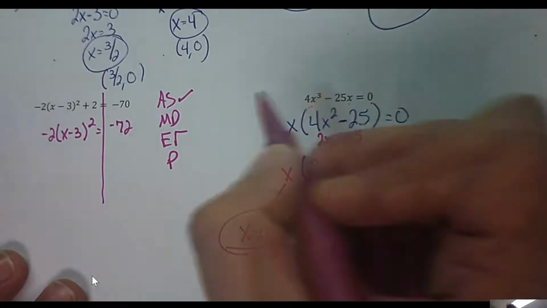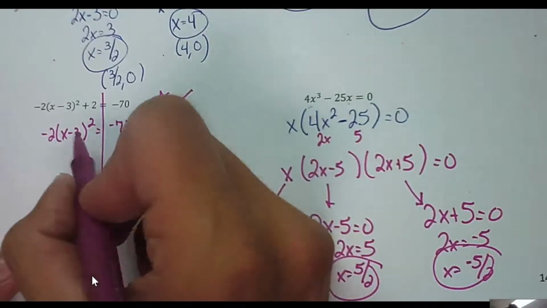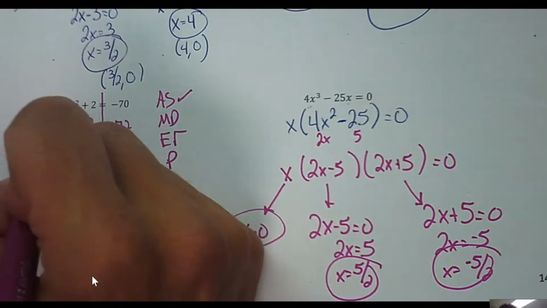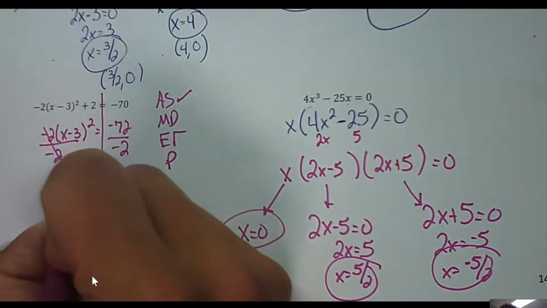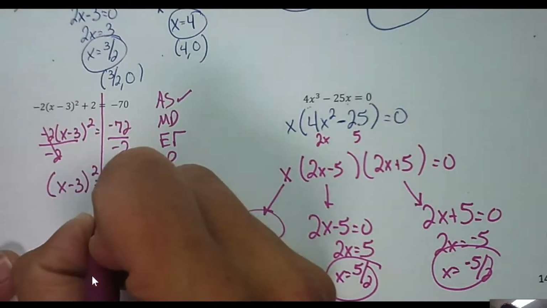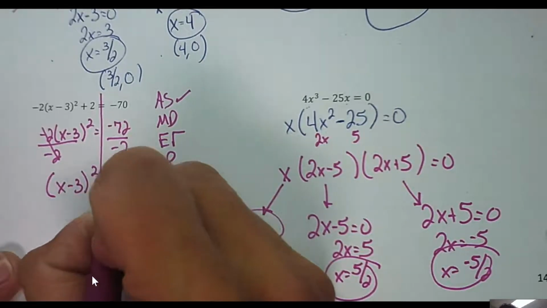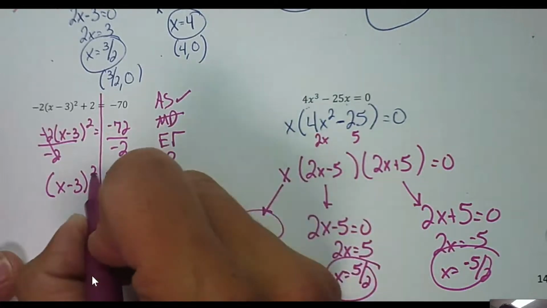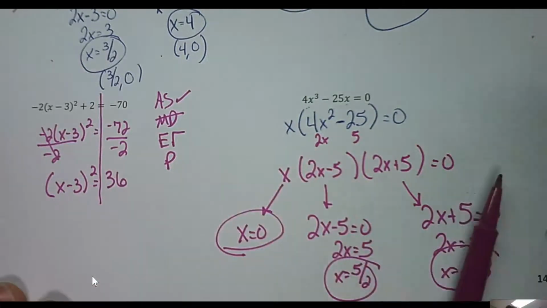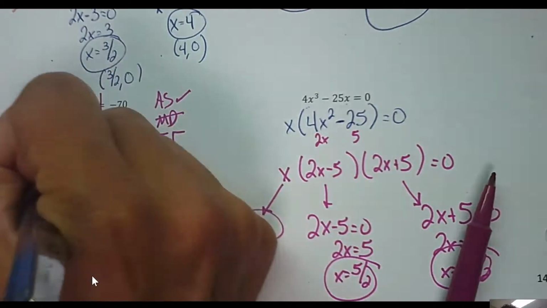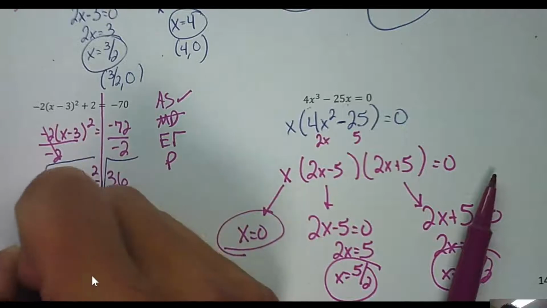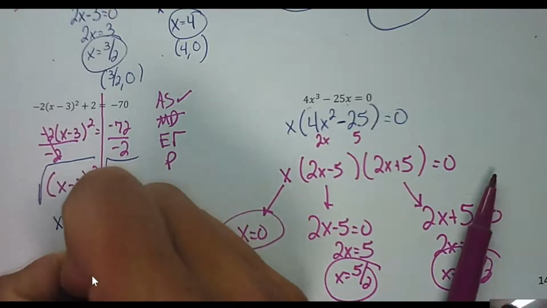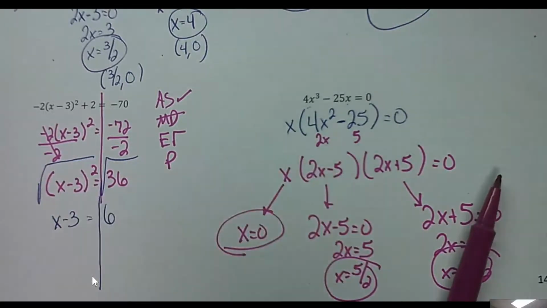So that step's done. Then I'm going to move my multiplying and dividing. This -2 is multiplying to these parentheses, so I'm going to divide. And then I get x minus 3 squared equals 36. And now to undo my exponent, I will use a radical. And since this is squared, I am going to square root. And when I take the square root, it cancels out the squared. And when I take the square root of 36, I get 6. And now if I add 3, I have an answer of 9.